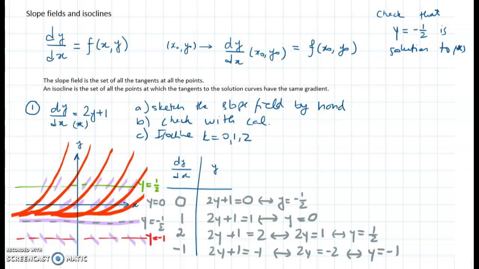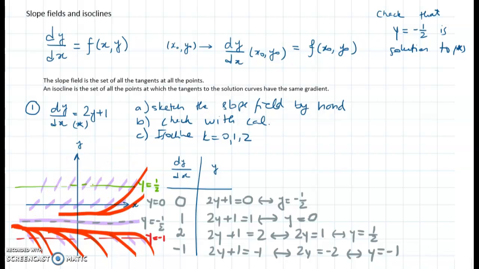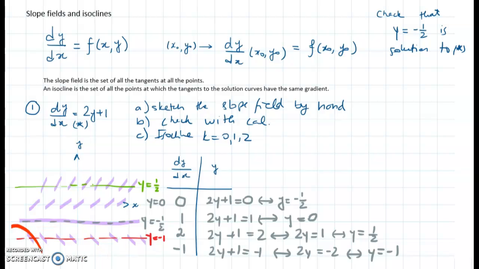Also, we have a symmetric situation on the other side of the line y equals -1/2. It's going to look something like this, where the lines get more and more steep with negative slope. So we sketched the slope field. The slope field doesn't need to include the solutions. I can delete them so we can see the small lines showing what the tangent is at each point.